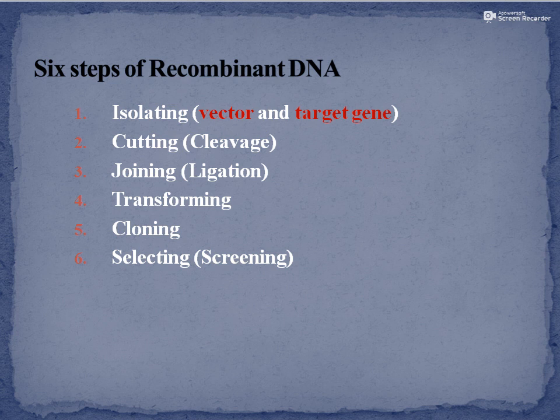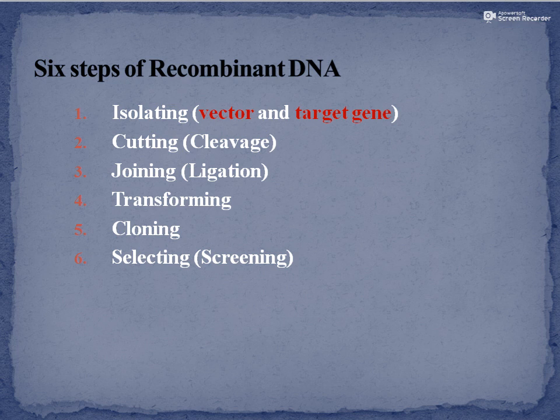Do you know what a vector is? A vector is something which will carry your gene of interest, and your target gene is something which will code for your protein of interest or the substance which you need to produce. And the second step involves cleaving or cutting both the vector as well as the target gene using the same restriction enzyme. The third step involves the joining or ligation of the cut vector and the target gene.